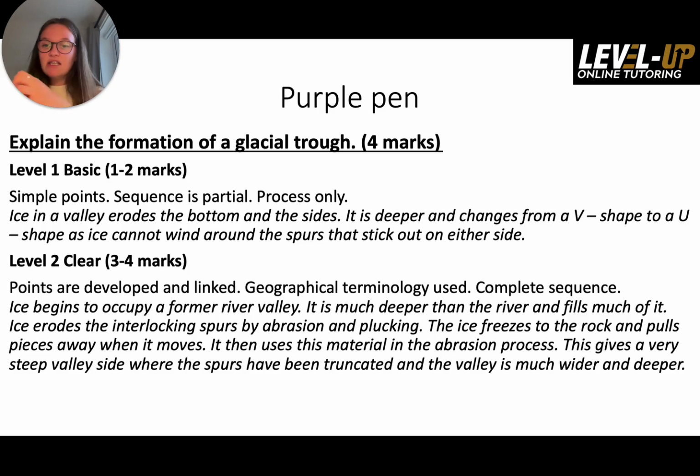The ice freezes to the rock and pulls away pieces of rock as it moves. It then uses this material in the abrasion process. So it's linked to this plucking and the material that's come from that and abrasion. This gives a very steep-sided valley where the spurs, so our interlocking spurs of rivers, have been truncated and the valley is much wider and deeper. So that is a perfect full mark answer. It would give you 4 out of 4 for explaining the formation of that glacial trough.